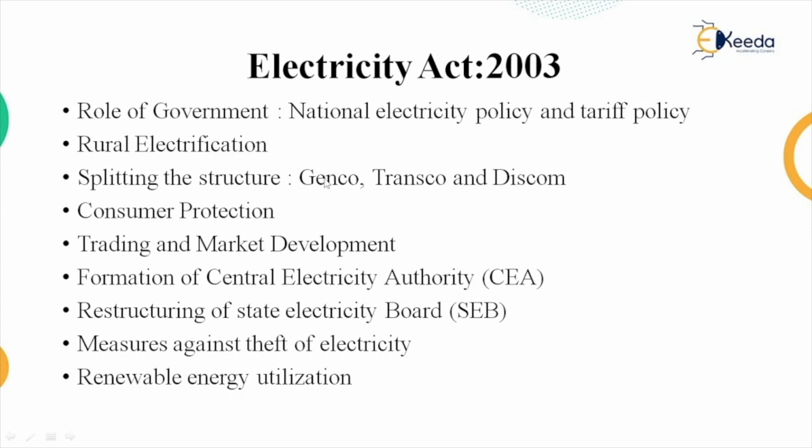Genco is the generation company, which generates the electricity. Transco is the transmission company, which transmits the electricity from the generating station to the consumer. And Discom, the distribution company, distributes the electricity to the consumer. Again, in that act, consumer protection is also included. Then trading and market development, formation of the Central Electricity Authority, and restructuring of the state electricity boards. Then measures against theft of electricity, which is a big problem and a cause of electricity loss. And then renewable energy utilization.